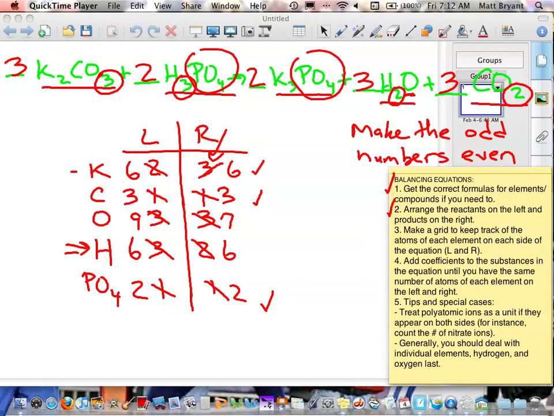And now we have, let's count the number of oxygens. We have 3 times 1 is 3, plus 3 times 2 is 6 from carbon dioxide. And that gives us 9 oxygen atoms. So, if I'm not mistaken, I believe that balances our equation for us.